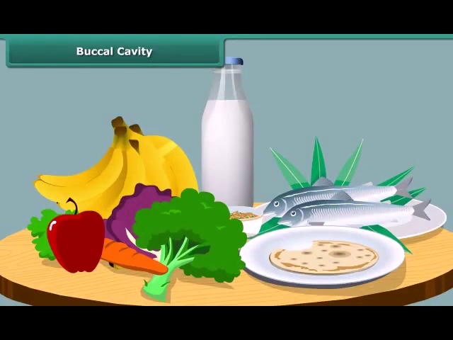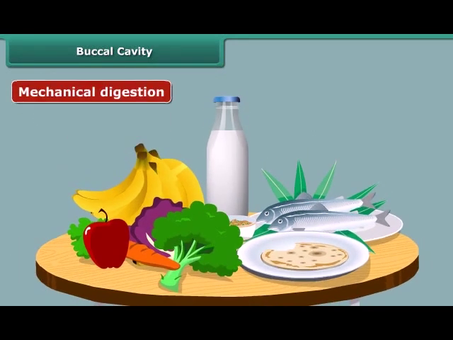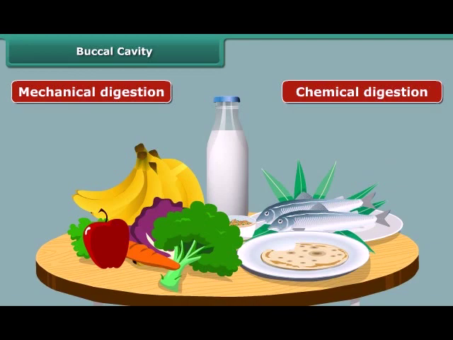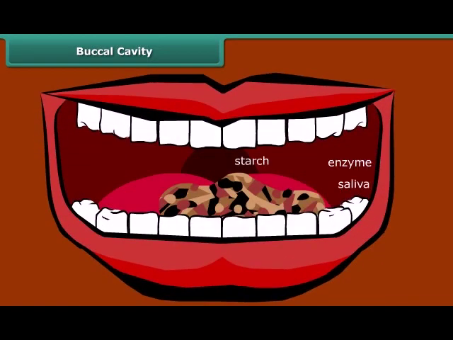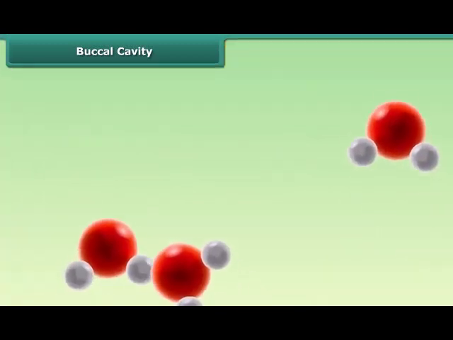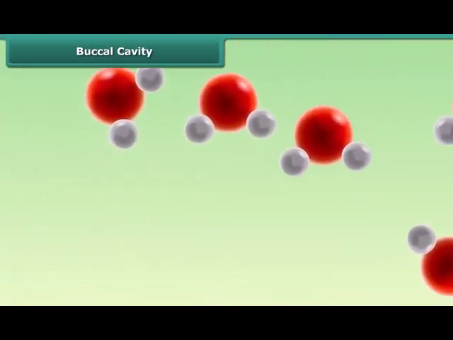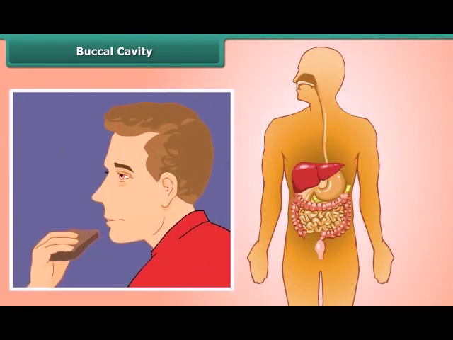Breaking down of food occurs by two ways: mechanical digestion and chemical digestion. Mechanical digestion is the physical breaking down of food when we chew the food with the teeth. Chemical digestion is the chemical breakdown of food into the molecules body can absorb. Both types of digestion take place in mouth.